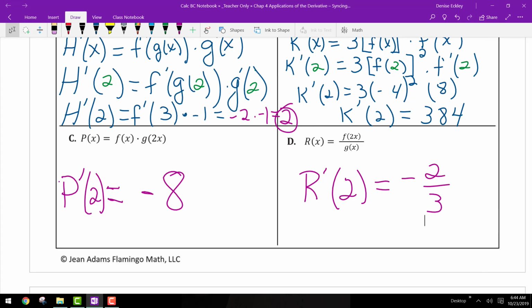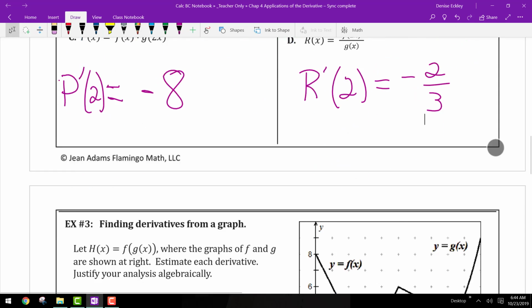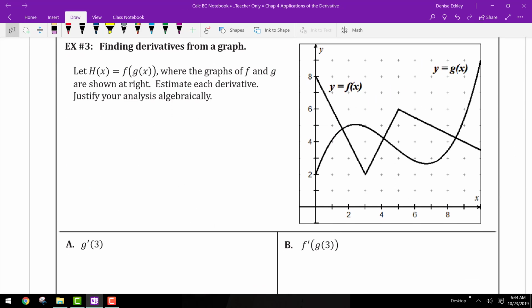So we've looked at a table, two tables, and now let's look at a graph. So what we have is a function h that's defined as the composite of f of g of x, and we're given the graphs of f and g. So we're supposed to estimate each derivative and justify our analysis algebraically. So we are going to have to draw some tangent lines here, and I'm hoping that my tangent lines are pretty good, as accurate as I can get them.